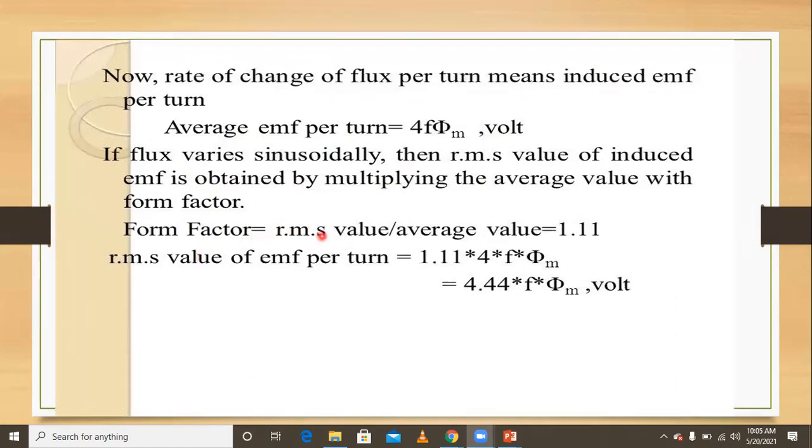Form factor is equal to RMS value by average value. Then RMS value is equal to form factor into average value. So this RMS value of the EMF per turn is equal to 1.11 into 4 F into phi m. So that is equal to 4.44 into F into phi m volts. This is called the RMS value of EMF per turn.